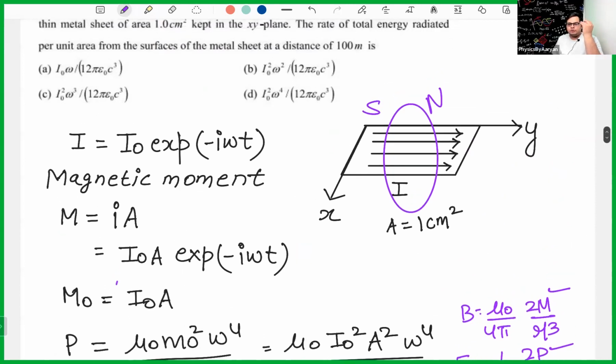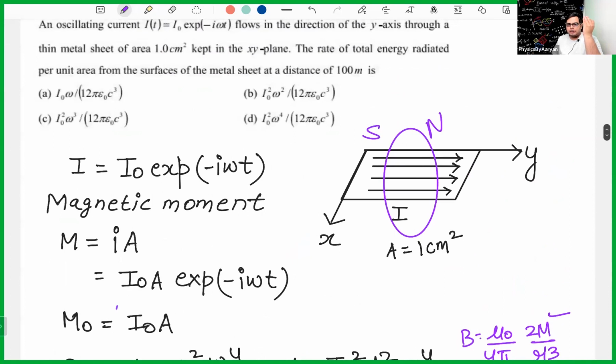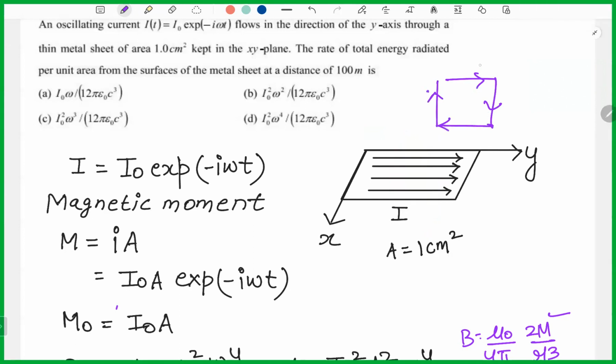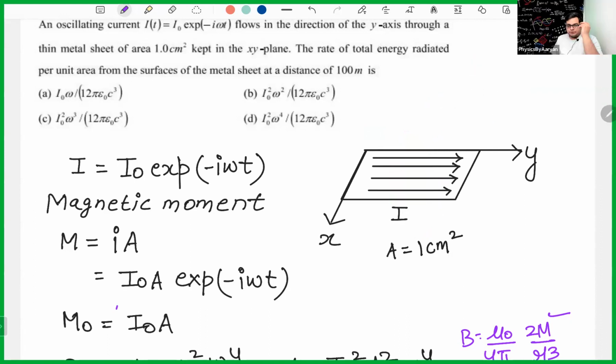Mathematically, magnetic moment is always defined as current into area. You are saying that it should be like this? That's the only thing I know. No, no, this will be used as IA. Okay, sir.